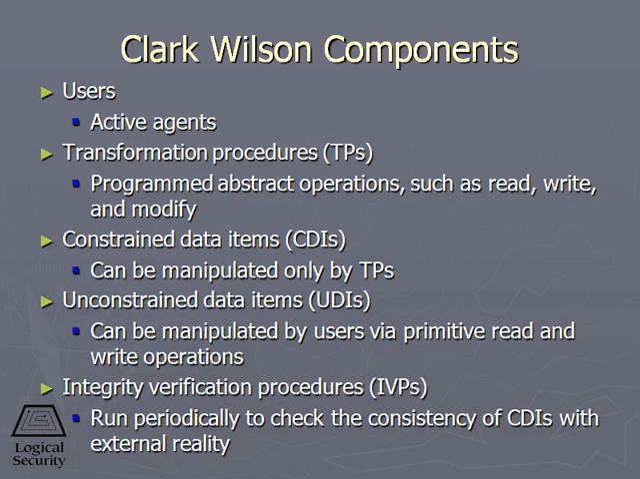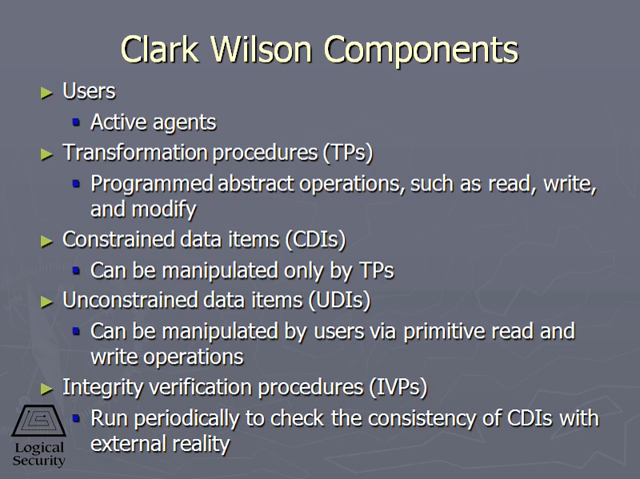There are 5 major components to the Clark-Wilson model. First is the user. The user is the subject. That is the entity that is desirous of the information contained in the object. So the user is the active agent that needs the information.